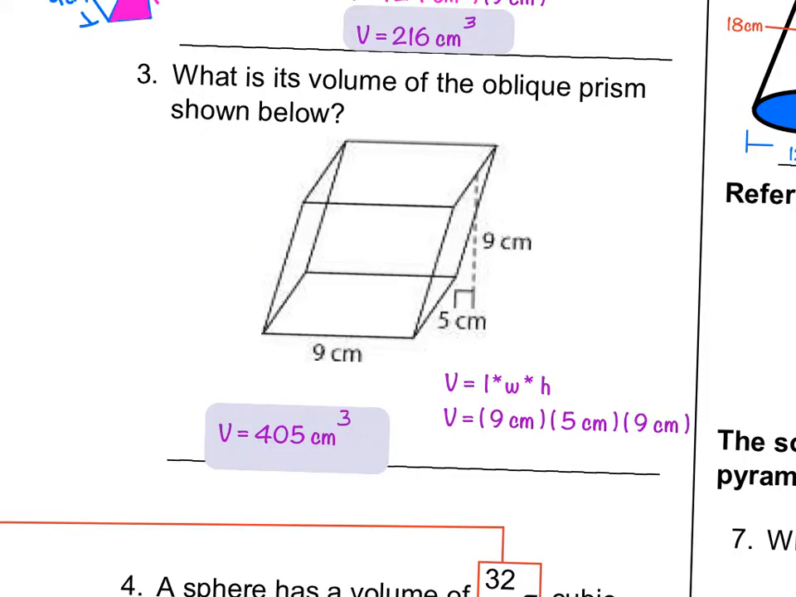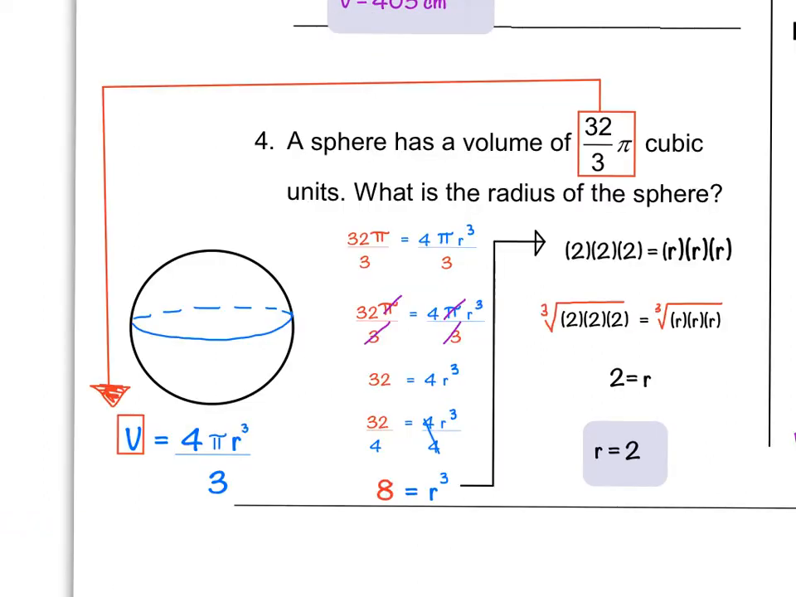Number 3, they're asking us to find the volume of an oblique prism, which the formula would be the same for a regular prism. So it would be volume equals length times width times height. The length is 9, the width is 5, and the height is 9. So after multiplying all those numbers together, we find out that the volume would be 405 centimeters cubed.